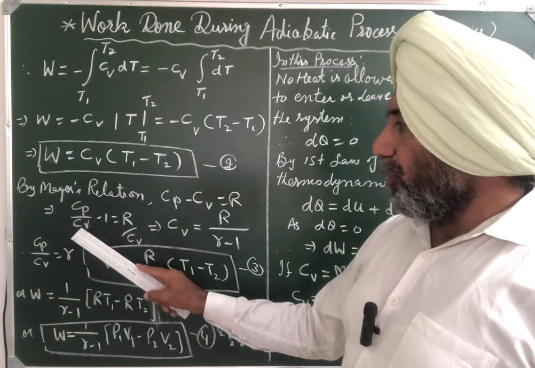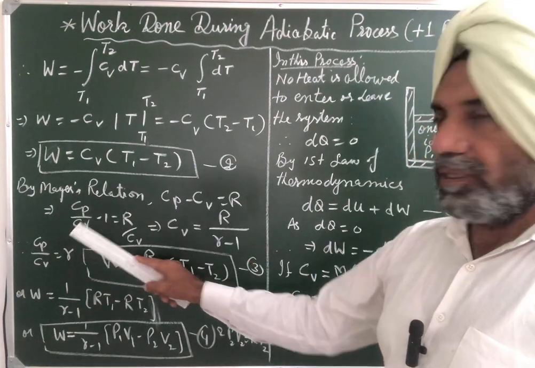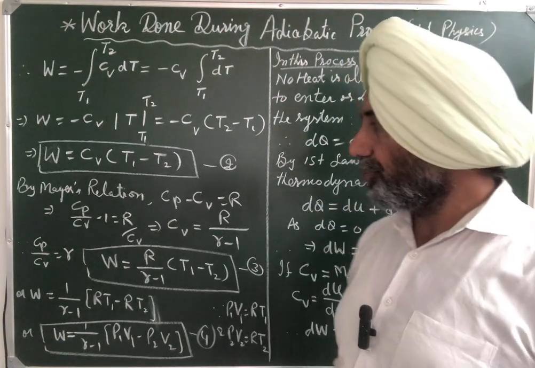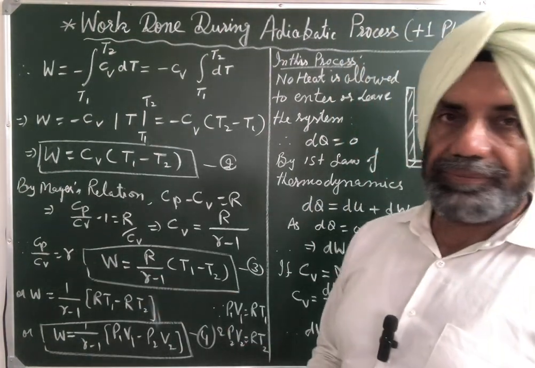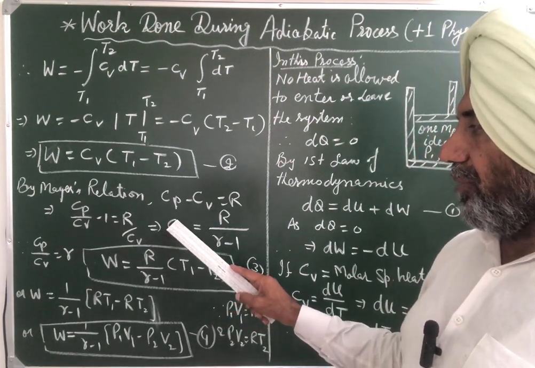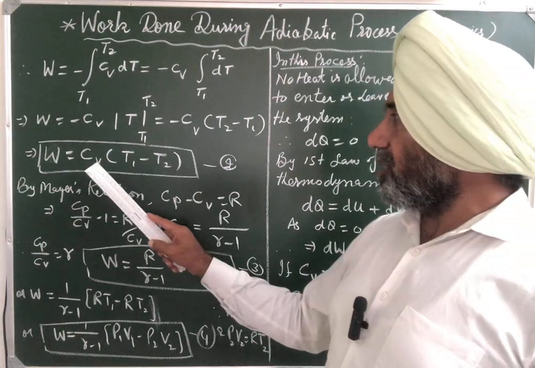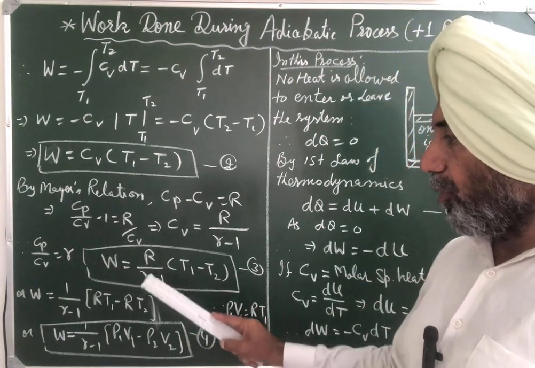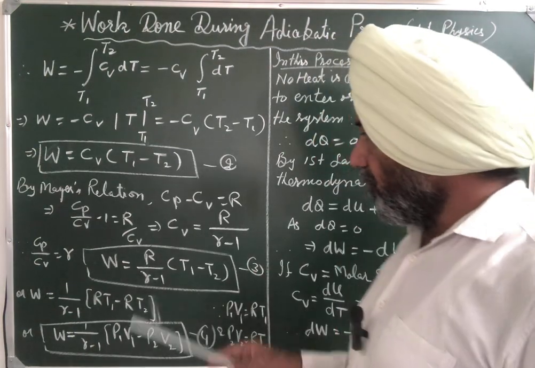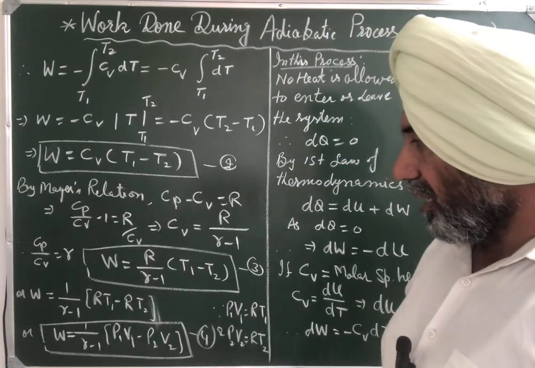Therefore, we can write Cp upon Cv minus 1 is equal to R upon Cv, dividing by Cv throughout. But Cp upon Cv is equal to gamma, the ratio, which is always greater than 1. So we have Cv is equal to R upon gamma minus 1. So substitute the value of Cv in this equation number 2. So we have W is equal to R upon gamma minus 1 into T1 minus T2, which is another form of expression for work done during an adiabatic process.